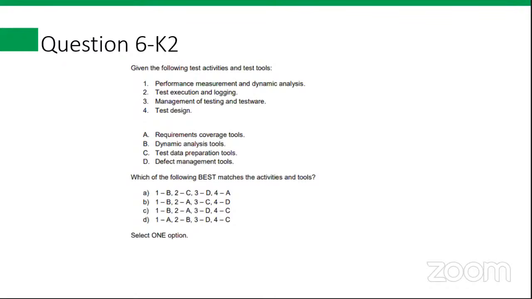Even if you don't know what exactly the tool is, if you have an idea of what this 1 to 4 is all about, you will definitely be able to map them. Like you have an idea that test data is linked to test design, then definitely you would be selecting test data preparation tools for the option test design. So it's more of a logical question where you just need to apply what you learned in the chapter. So if you map all this, you will come up with option C as the right answer.